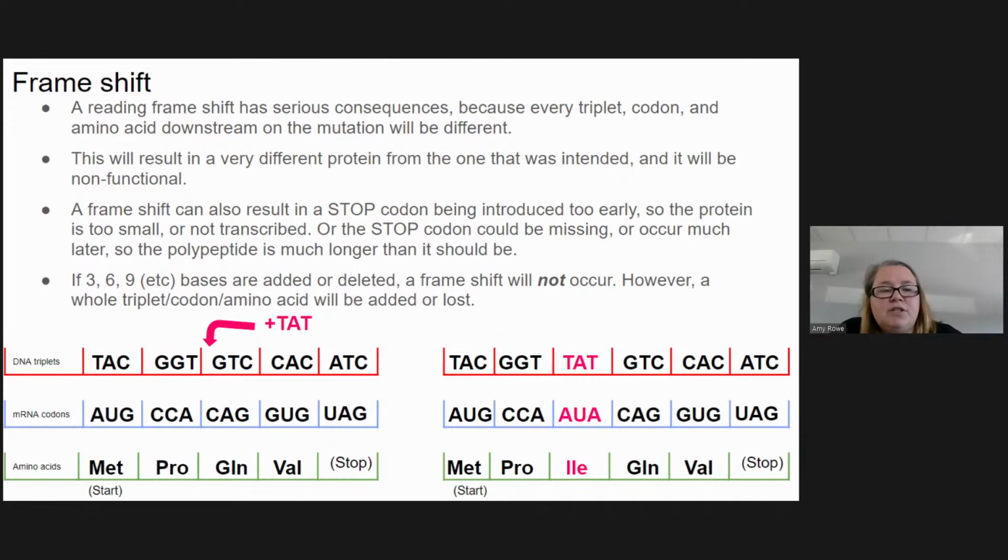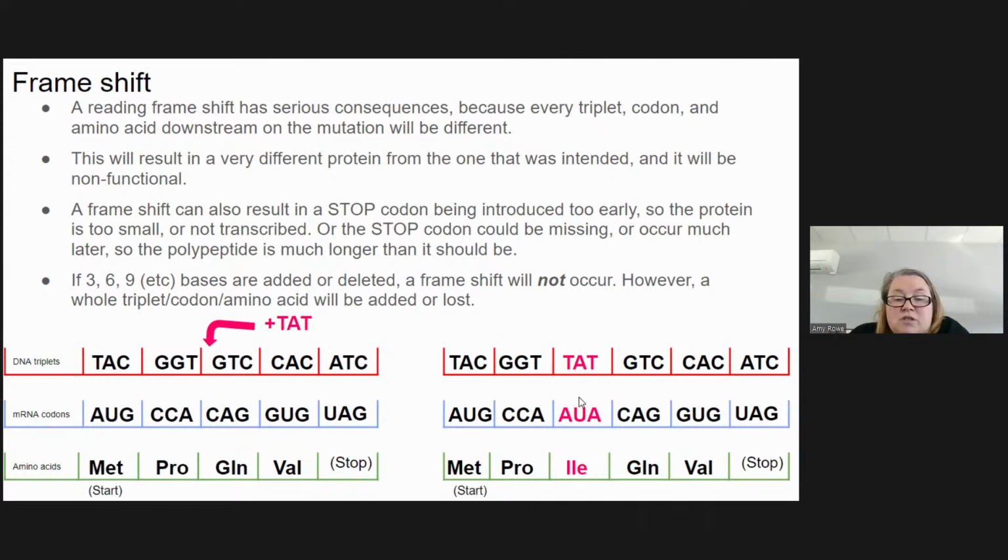One thing to note about reading frame shifts is that they occur if you have an insertion or a deletion of one base or two bases or four bases or five bases, etc. But if you insert three bases or six or nine or any other multiple of three, all we are doing is introducing a whole triplet or codon. Okay, so in the example here, if we add in those three bases to our DNA sequence, all it does is shift the other triplets along. But see how their reading frame hasn't changed. All we've done is insert one new triplet.